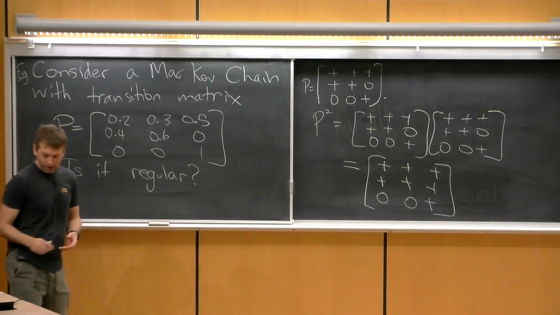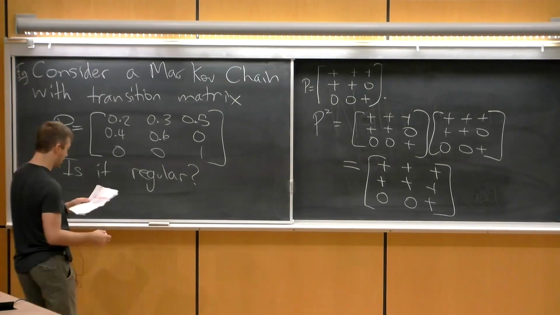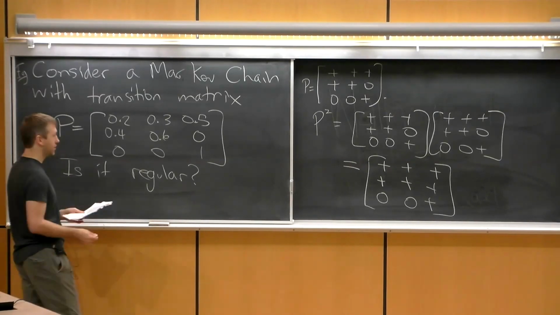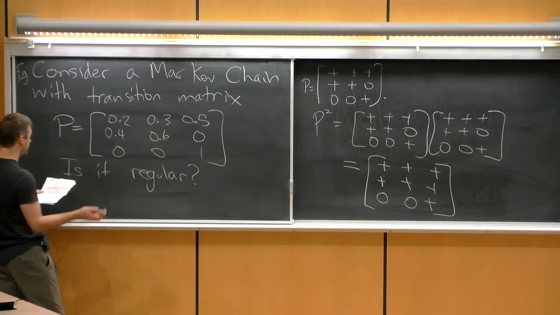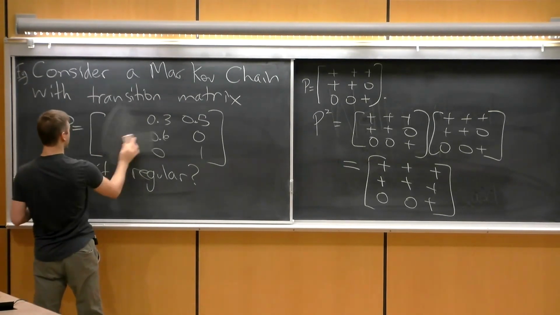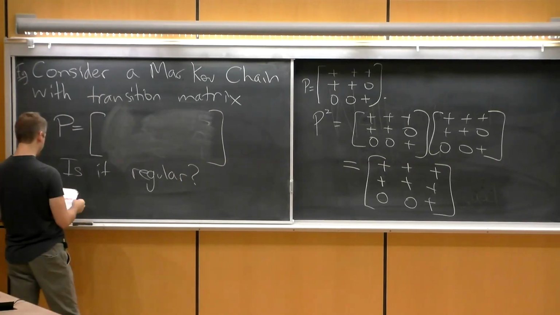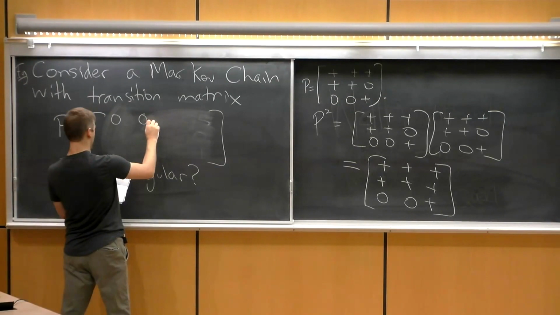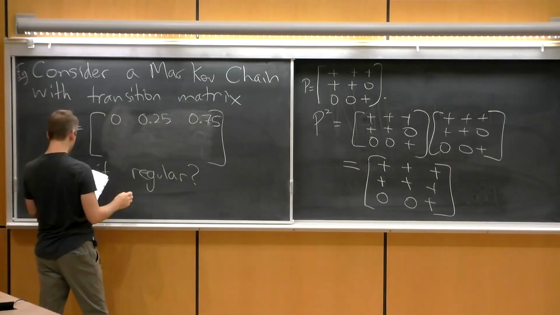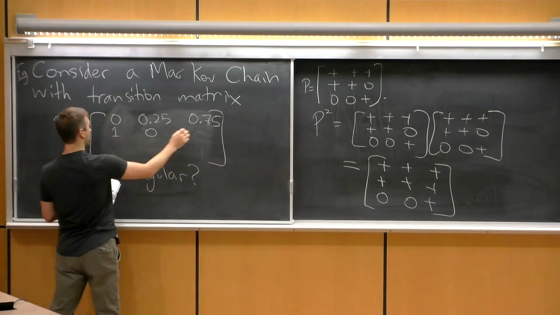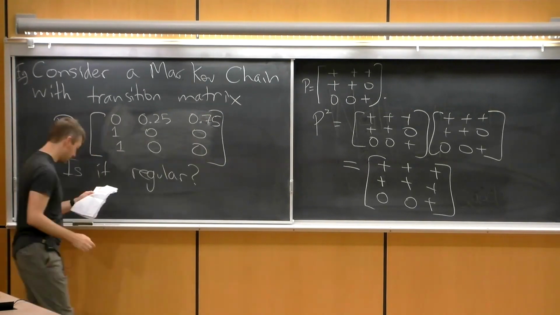Let's do another example like that, which is kind of a different type of repeating pattern. I'll just change the entries of this matrix. Okay.